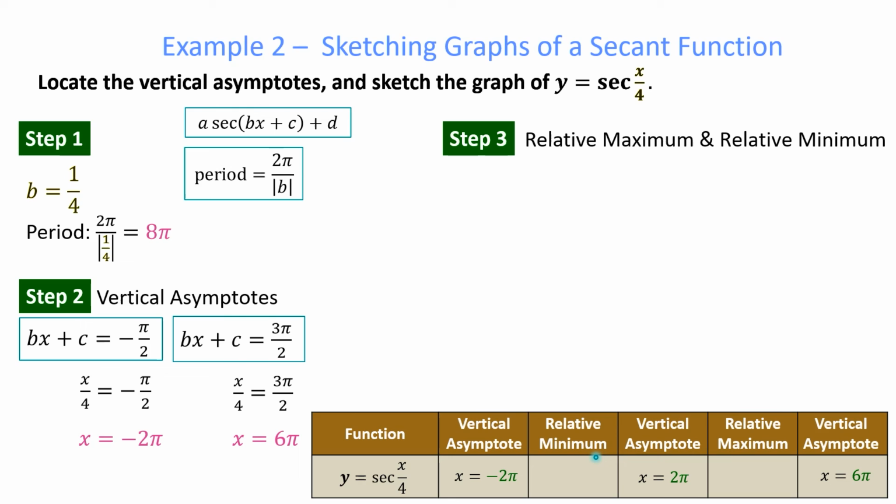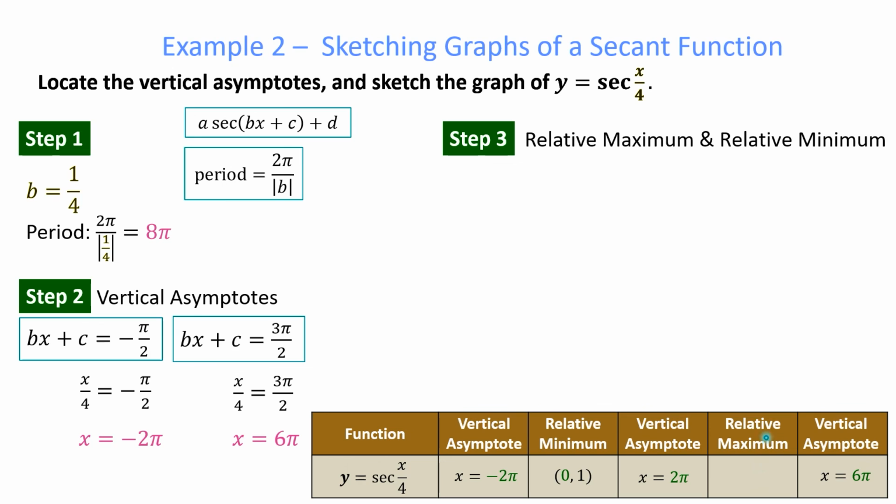So how do we work out the relative minimum? Well, we work out the x value of the relative minimum by working out the middle value of minus 2 pi and 2 pi. So minus 2 pi plus 2 pi is 0. 0 divided by 2 will give me this x value of 0. We substitute this x value into this function to give us the y value, y equals 1. And we have the point that we're looking for.